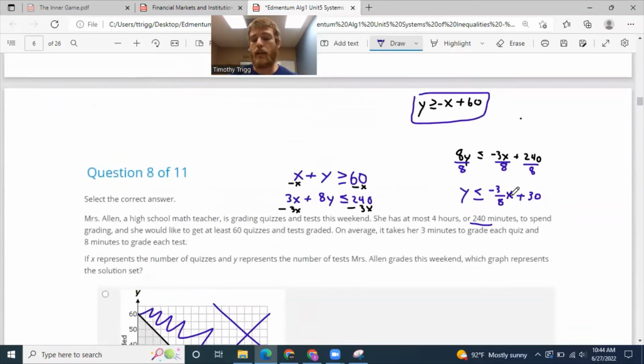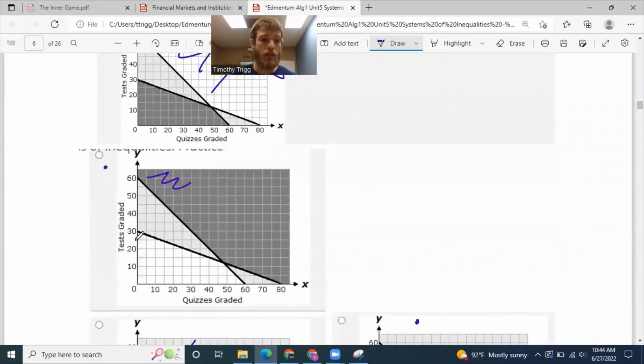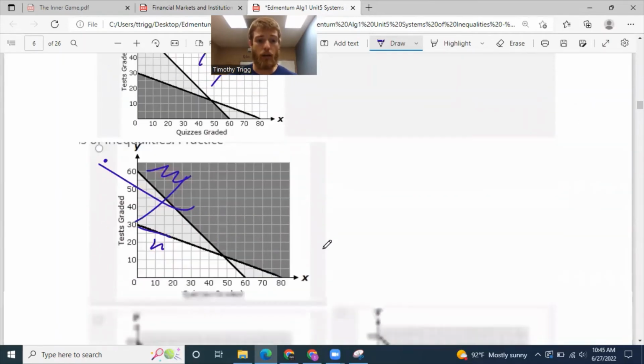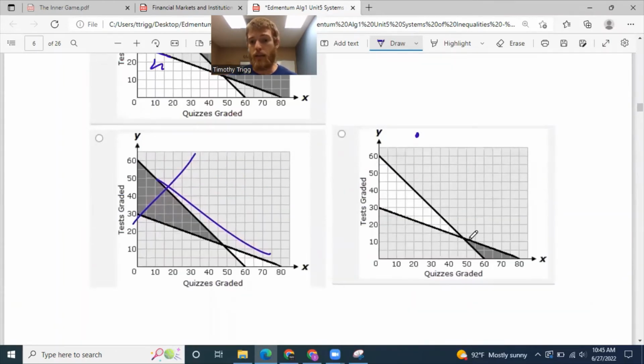Now let's take a look at this second one. So this one should be a less than or equal to, so it should be shaded below. So on this one, it should be below this line, which they didn't do, so that's wrong there. So it must be this one, and yeah, you could see that here's that line, they shaded it below that, and here's this line, they shaded above that, so that's correct.